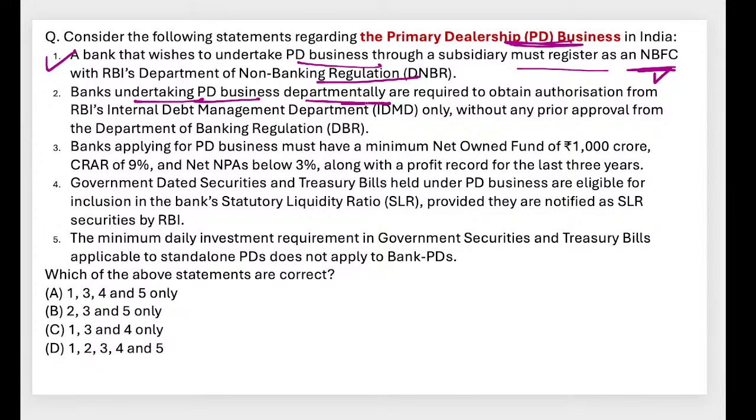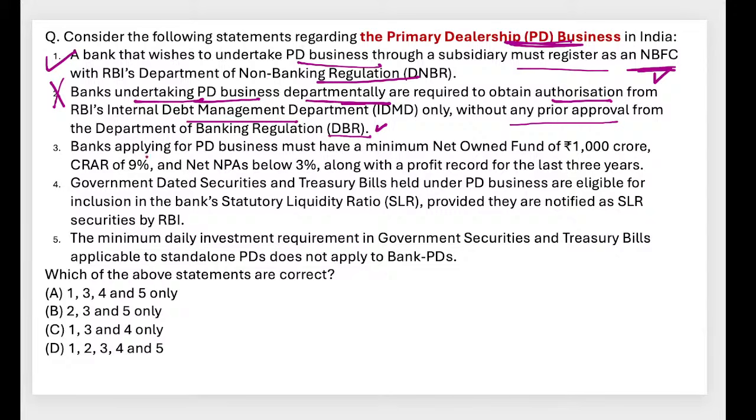So we have only 2 approaches. The second type, how we run it departmentally: are required to obtain authorization from the RBI internal debt management department only, without any prior approval from the DBR. No, we have to take certification from the DBR, which makes this statement wrong. When you enter the business of PD with a departmental approach, you must obtain an in-principle approval from the Department of Banking Regulation. So we have 2 types of regulation. Earlier we used to have a single regulation for banks as well as for NBFCs, but now things got divided by the RBI itself, so separate regulations for both. But you have to take in-principle certification for this one. So that makes this statement wrong.